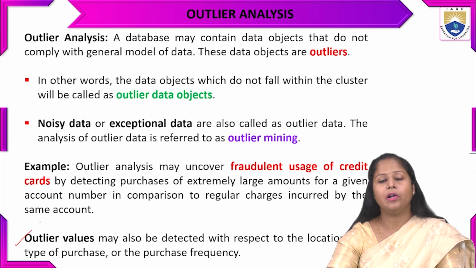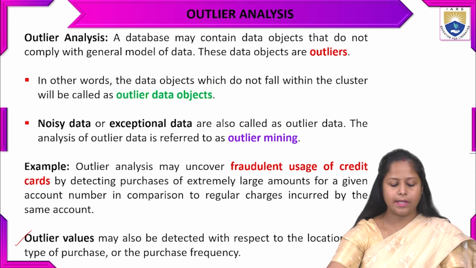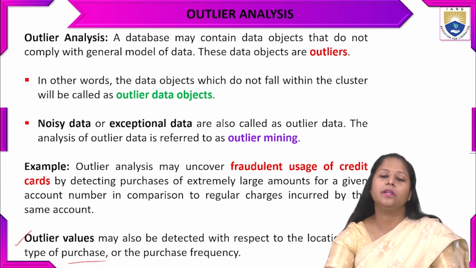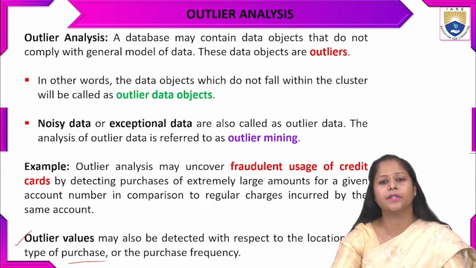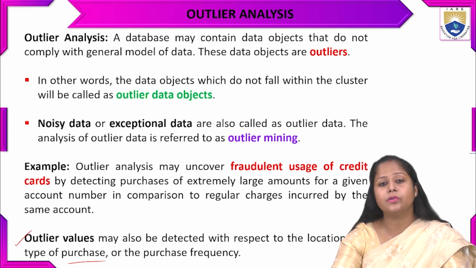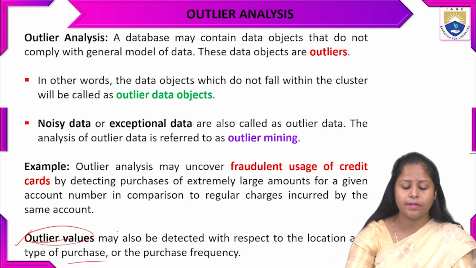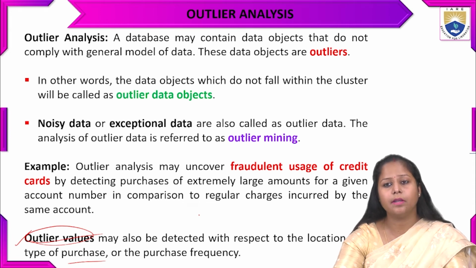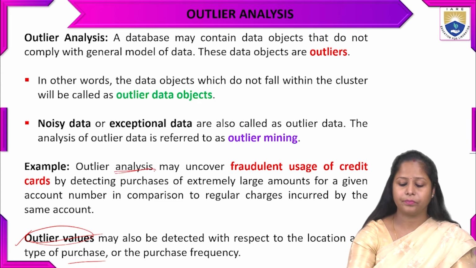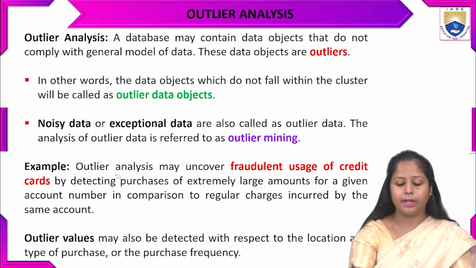Outlier values may also be detected with respect to the location and type of purchase, or we can say purchase frequency. So how many times the customer purchases, and what the current location is, compared with what was detected earlier in historical data. So in outlier analysis, we also have to detect the same things while doing the analysis. So that was the example of an outlier.